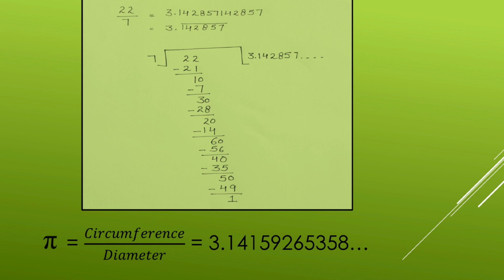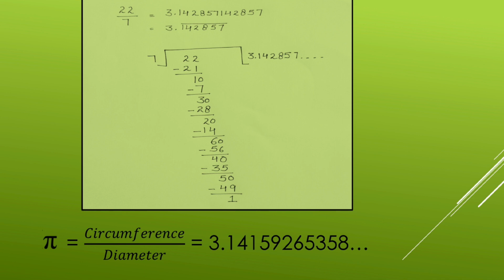But you will be having a doubt here because we are saying pi is irrational. You are saying that 22 by 7 is the value of pi. So why am I saying that 22 by 7 is a rational number? Because while dividing we have seen that 142857 is repeating. So by the rule it is non-terminating but repeating.